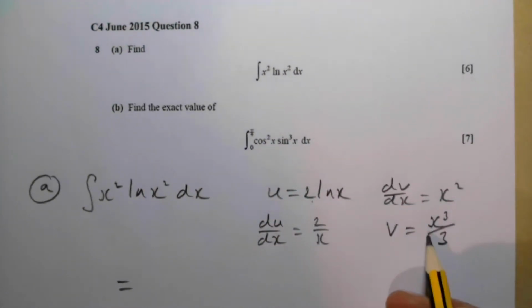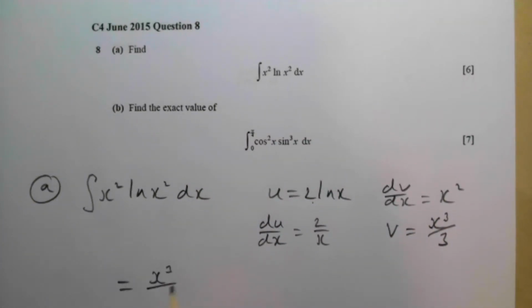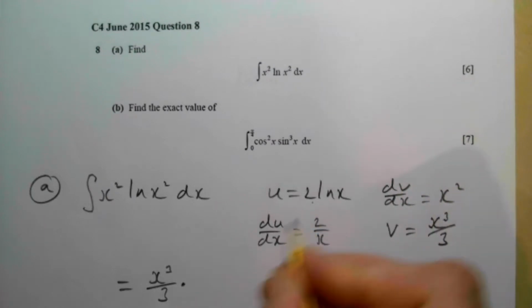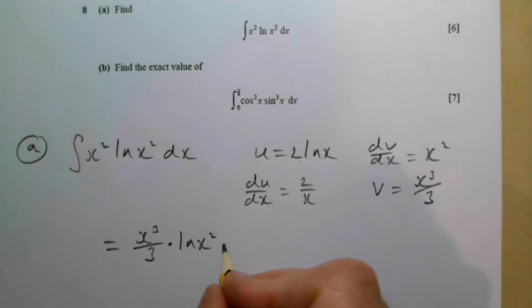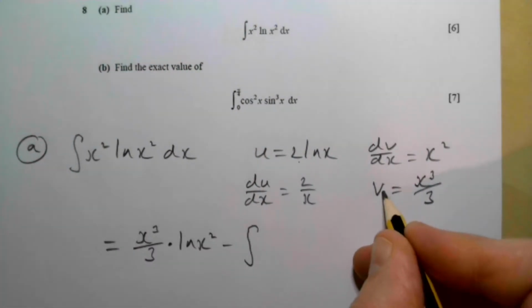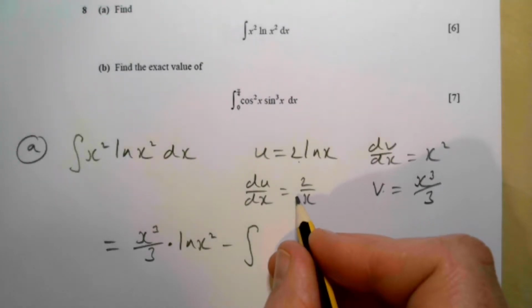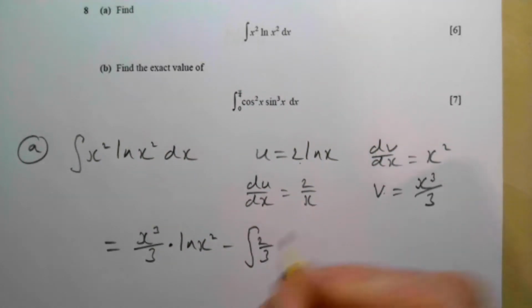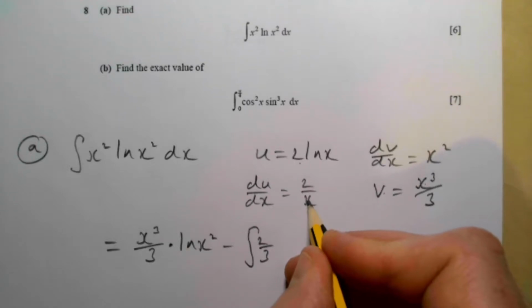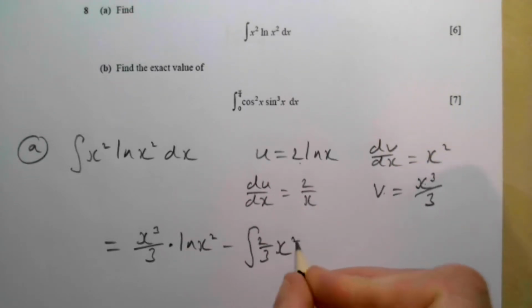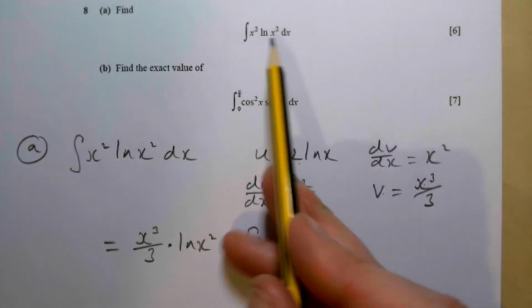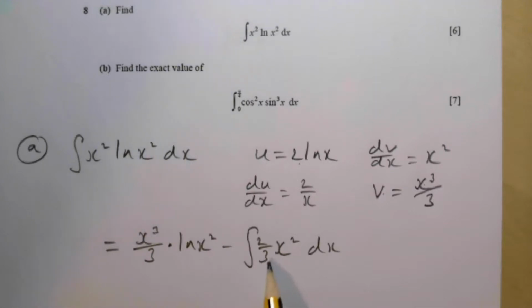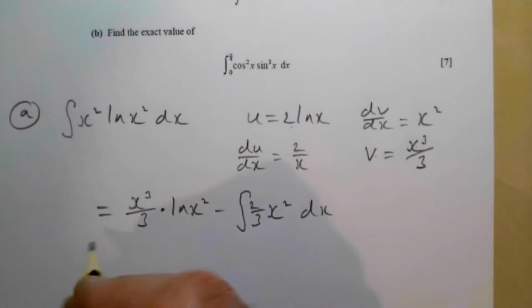So it's uv. So that's going to be x cubed over 3 times ln x squared. And we'll just change that back over. Hopefully that makes sense. Take away the integral of v du by dx. So there's going to be a 2/3 there. And then with an x cubed and an x down the bottom, that changes into an x squared dx. The idea always of integration by parts is it turns a tricky integration into a more straightforward one, and this one's nice and straightforward now, so we're nearly there.